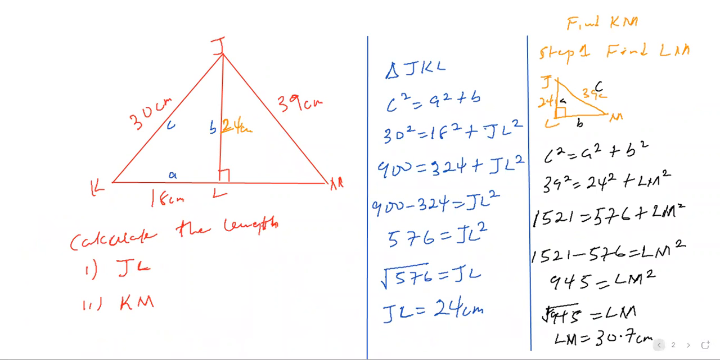All right. Now, so have I finished? No, sir. So what do I do now? Sir, you add that to the 18, which is KL. Right. So we are going to find KM. KM is going to be equal to 18 centimeters plus the 30.7 centimeters, right? Can we add them, please, and tell me what we get? 48.7. 48.7 centimeters. We follow through.